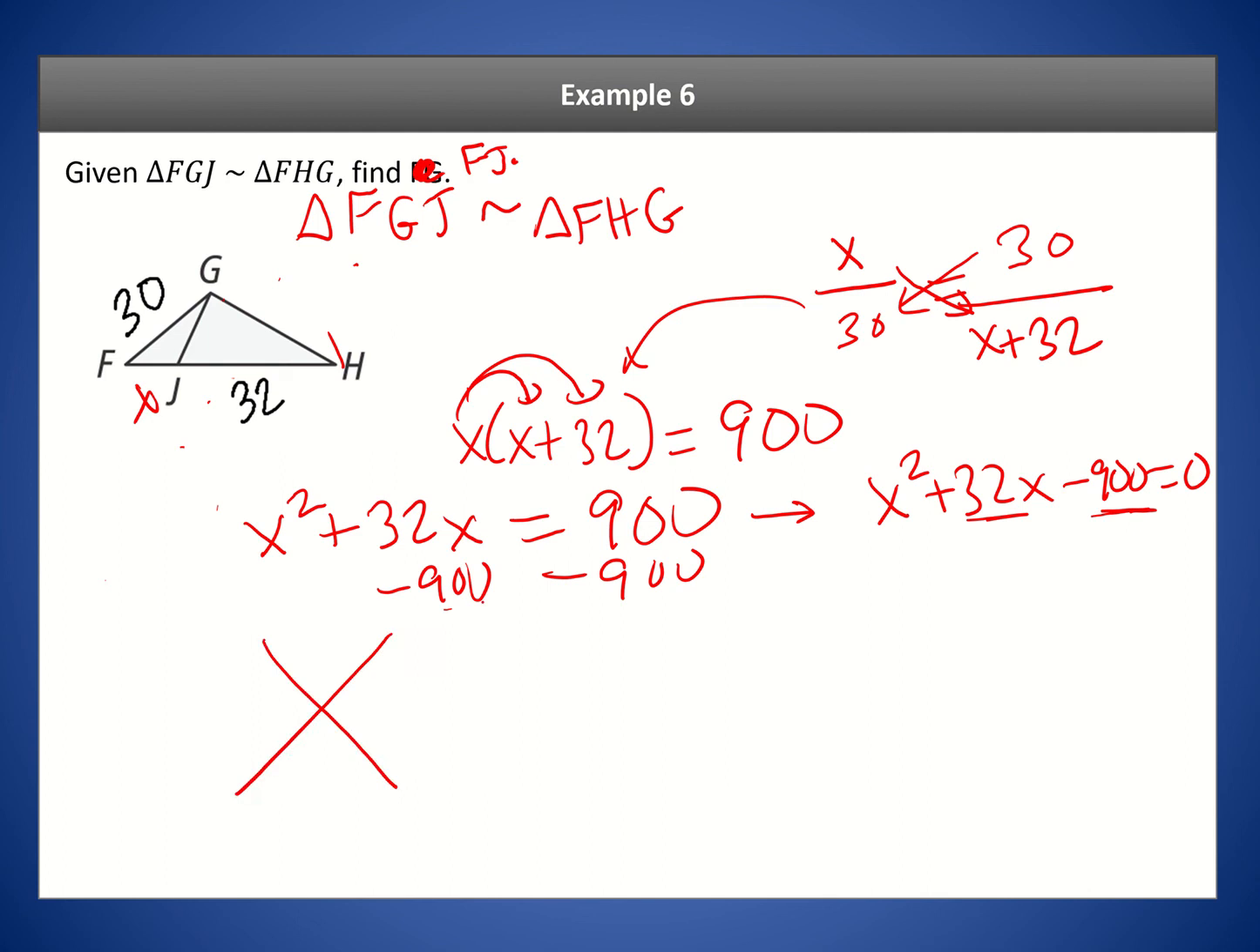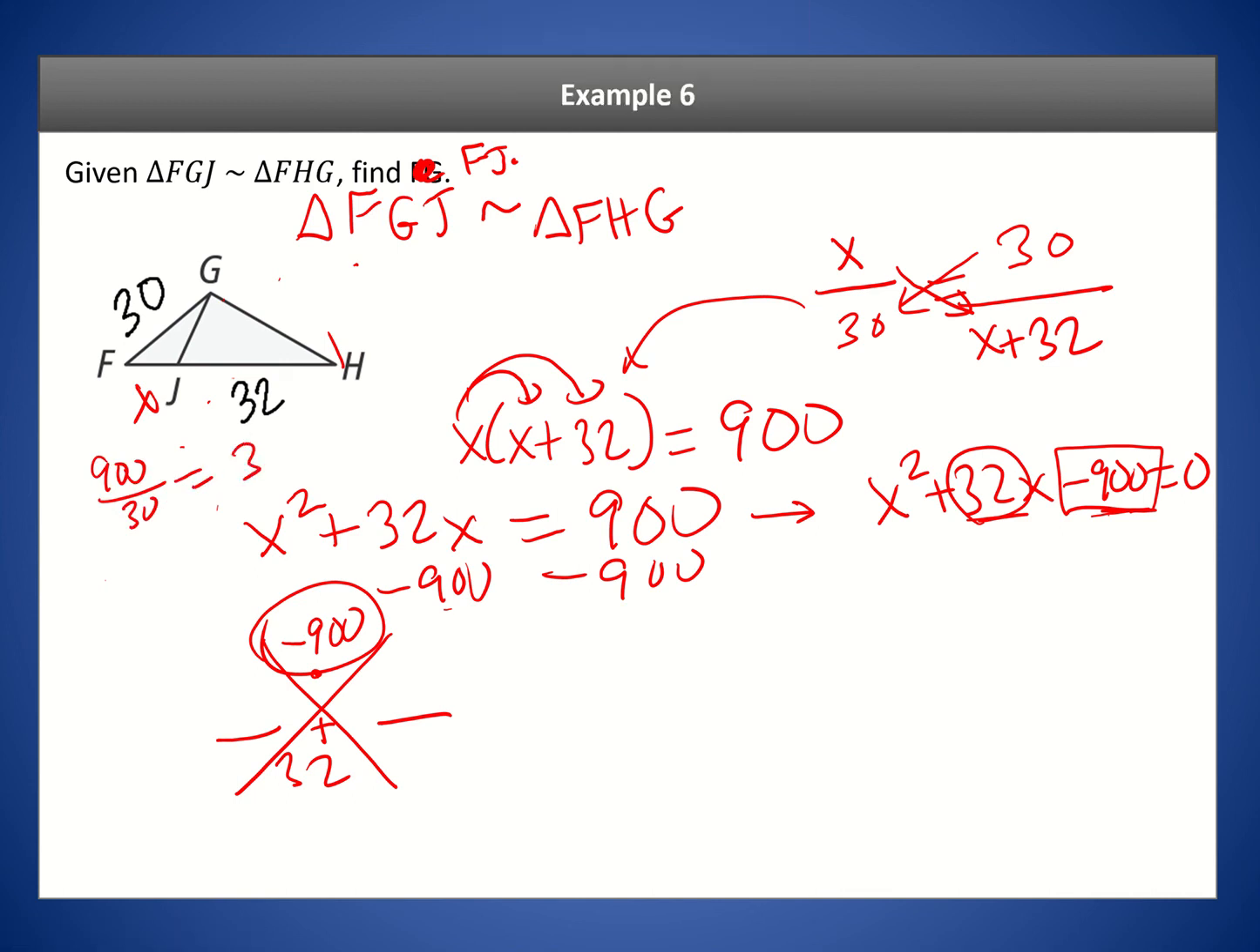So I'm going to come up with what I call an x table, and figure out two numbers that multiply to this number but add up to this number. This is 32. I need two numbers that multiply to the top and add to the bottom. This is the part where you're going to need a calculator to divide the numbers. For example, 900 divided by 30 is 30.